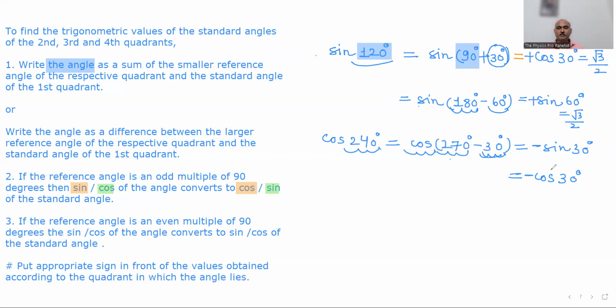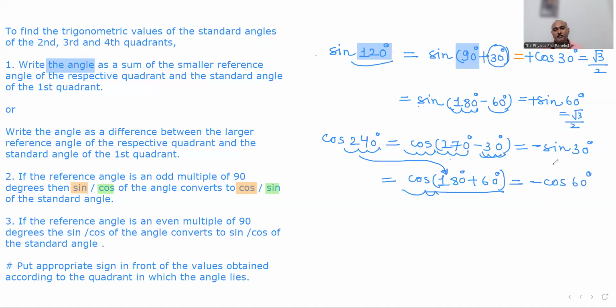Wait a minute, what happened? This was wrong, sorry, this is wrong. This is cos 180 plus 60 degrees, and this is minus cos 60 degrees. I hope all of you understood this. I did it wrong. You understood this or not? I wrote 240 as 180 plus 60.